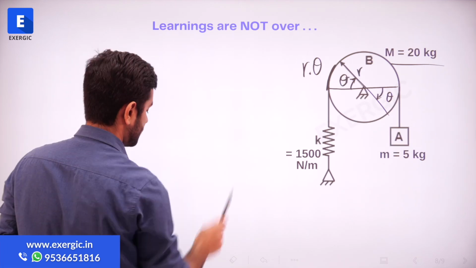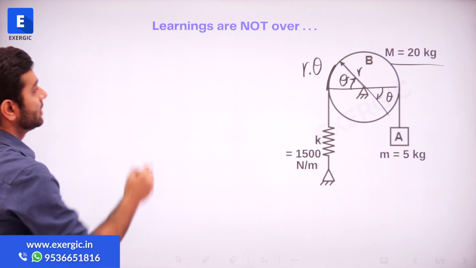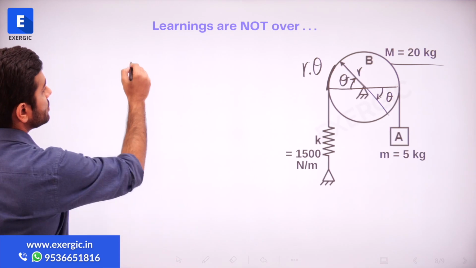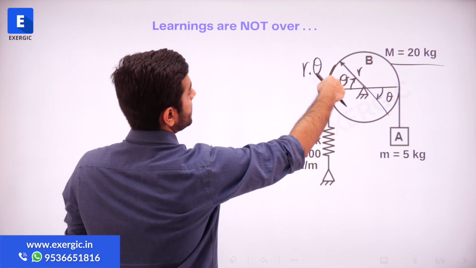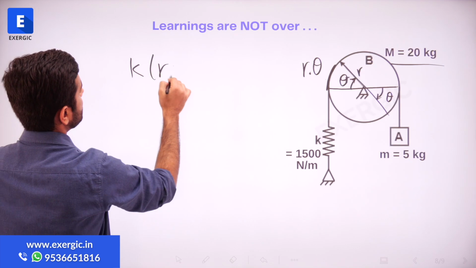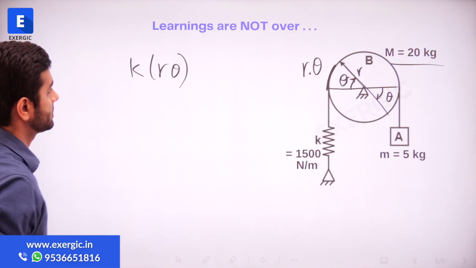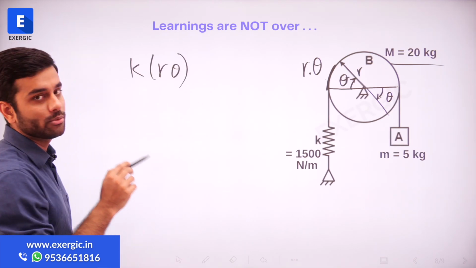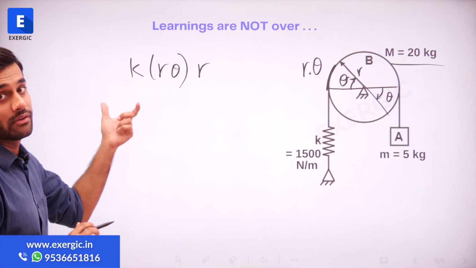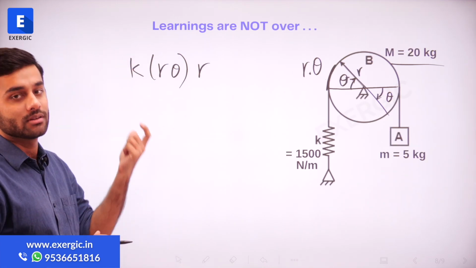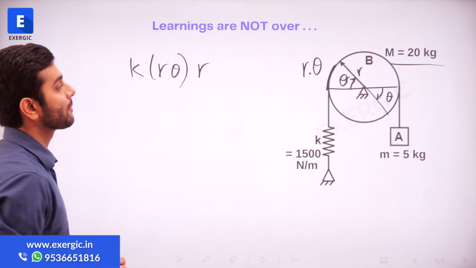So for the case of the spring, the spring force is going to be k multiplied by its elongation, and its elongation is equal to r theta, right? Again, these are things which we have already discussed. So this is the force which is going to be resisted by the spring, multiplied by the distance r. So this is going to give you the effective moment resisted by the spring.